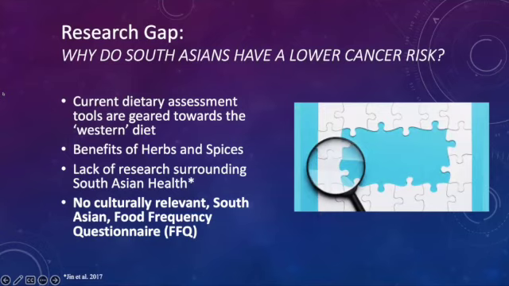So there is a research gap. Why do South Asians have a much lower cancer risk in the United States, but higher rates of other things? The current dietary assessment tool, which is called an FFQ, is geared towards a Western diet. What typically happens is when there's a large enough ethnic group that has immigrated to the United States, they create an FFQ that includes Western foods and that ethnicity's typical foods. However, South Asians have been the largest immigrant population for many years now, and there's still no FFQ. And so that is one of the reasons for this research.